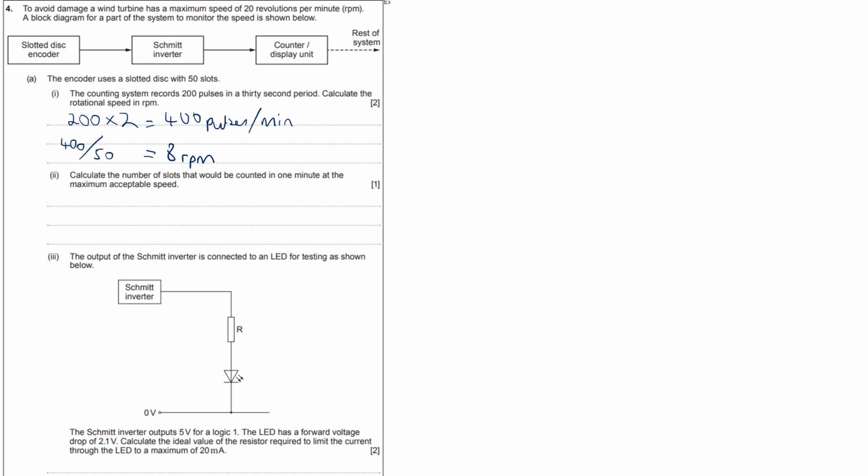Just need to think about what's going on there. Calculate the number of slots that would be counted in 1 minute at the maximum acceptable speed. Well, if the maximum acceptable speed is 20 revs in a minute, how many of those pulses will it be counting? Well, it's counting 400 pulses in a minute. It's doing 20 revolutions. Then obviously we can work between those ones there.